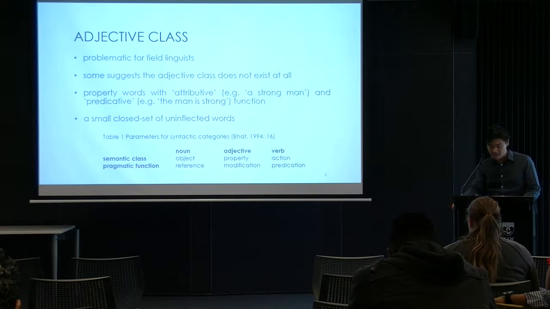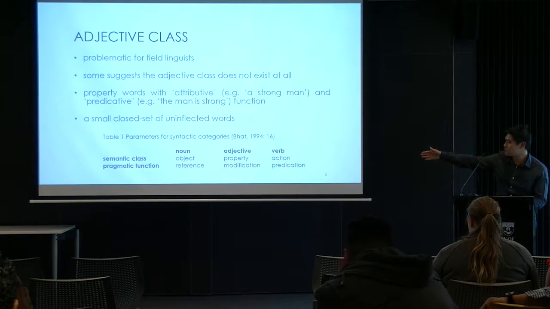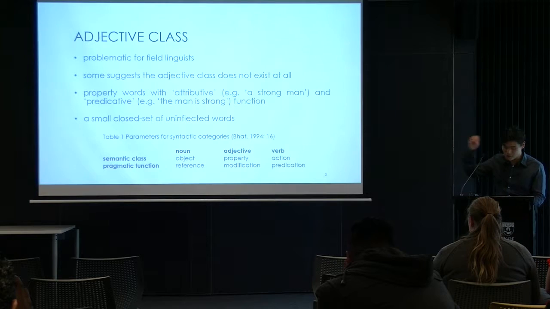Generally, the adjective class is problematic for field linguists because the function of the words is hard to define. Some linguists suggest that the adjective class does not even exist at all in different languages, and they argue that the functions of adjectives can be substituted by nouns and verbs. So in table 1 down here, we can see that the adjective class floats in between the noun and the verbs.